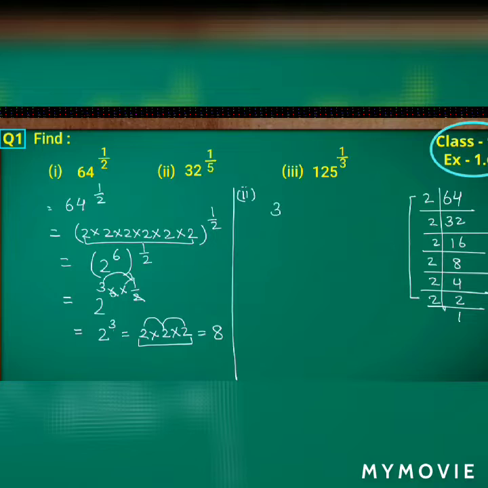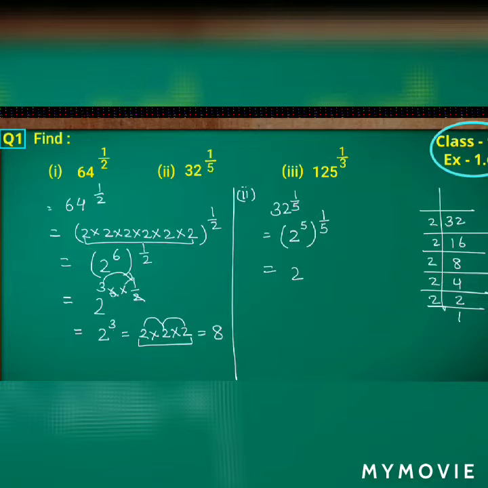In the same way, let us go for 32 power 1 by 5. Here we have to represent 32 in terms of a power of 2. We have to go for the prime factorization again. I'll erase 64 here, and do the prime factorization for 32. Here 2 is multiplied how many times? 5 times. So 32 can be taken as 2 power 5, isn't it? Since we have to keep it in terms of power, I'm writing 32 as 2 power 5, whole power 1 by 5. The power will be as it is, whole power 1 by 5.